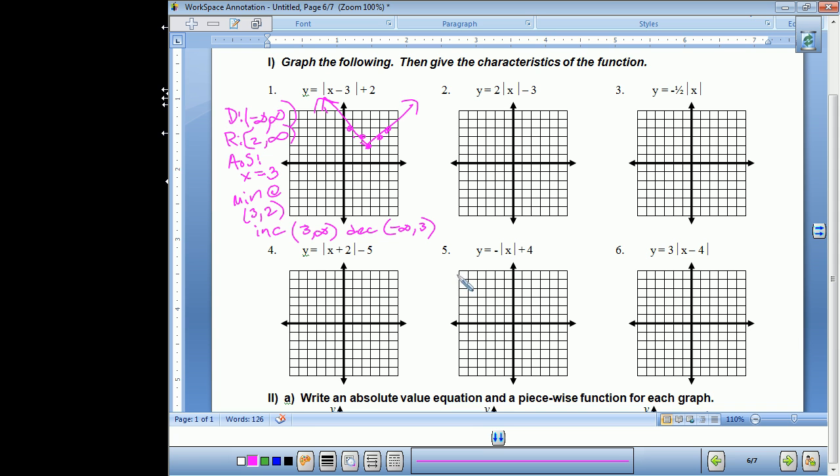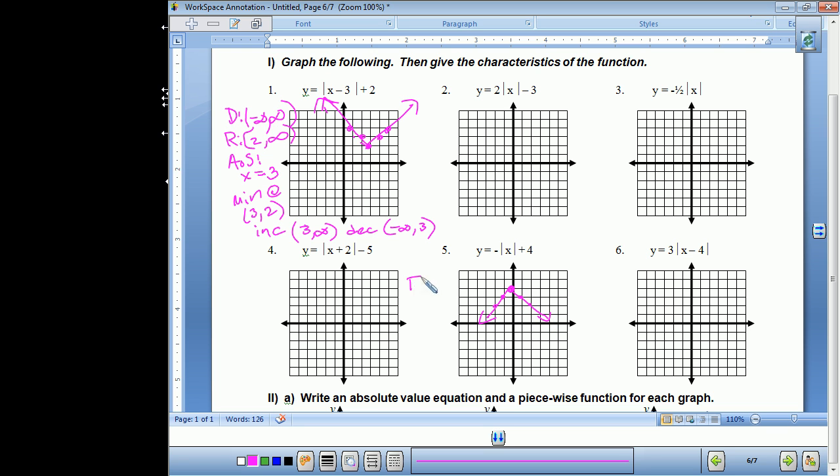All right, let's look at number 5. What do you think is going to be different about number 5? It's a reflection. So, where's the vertex? Up 4. 0, 4. And instead of opening up, it will open down. All right. Was that easy? We got it? Okay.